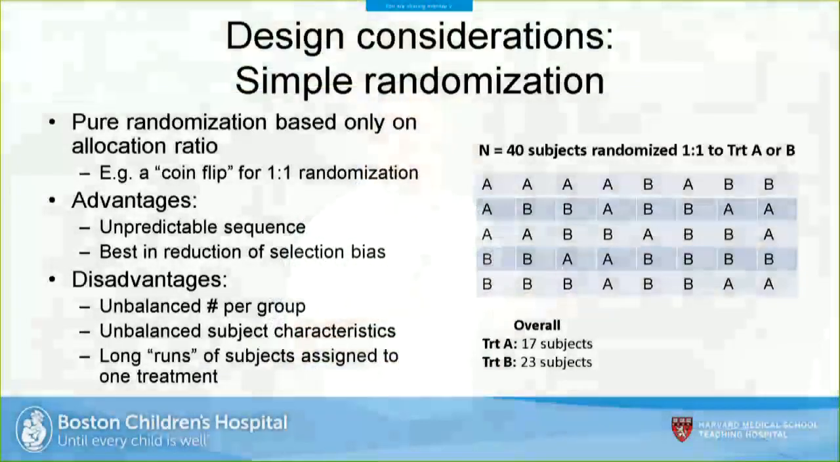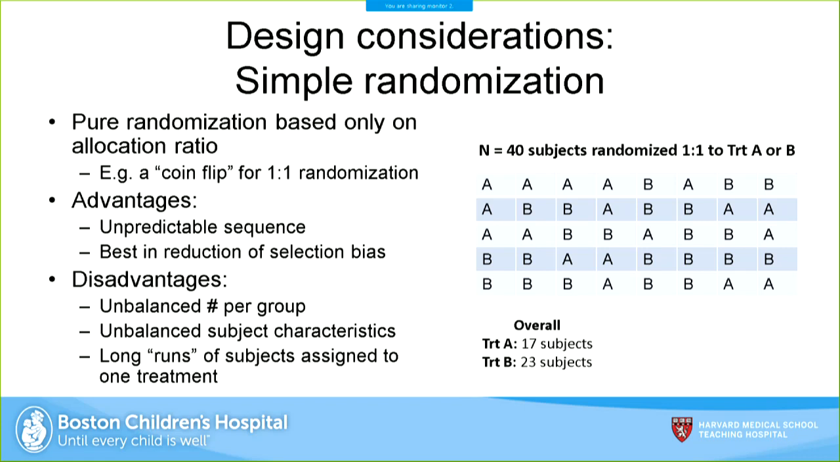So there are several types of randomization you may consider. The first one is simple randomization. Basically, you're going to randomize only on the allocation ratio. So let's say you want to randomize 1-to-1 to 2 treatment groups. Then essentially it's a coin flip, 50-50.